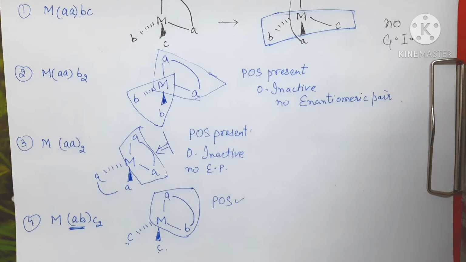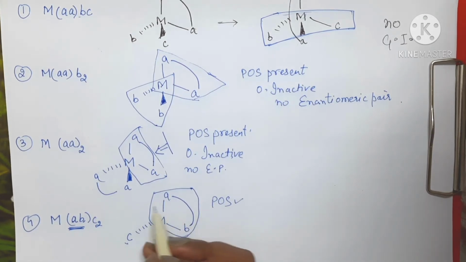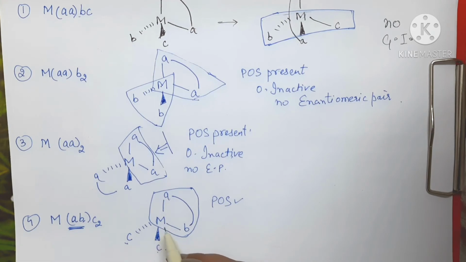So I hope this is clear. What you have to do, look for the different sites of the ligands and pass a plane through those, and then look for the remaining ligands, are they reflecting each other or not, right? So these two are the same, so reflecting each other, and we have passed a plane through this. POS is present. The compound is optically inactive, having no enantiomeric pair.